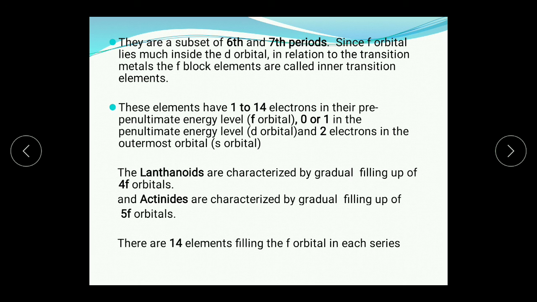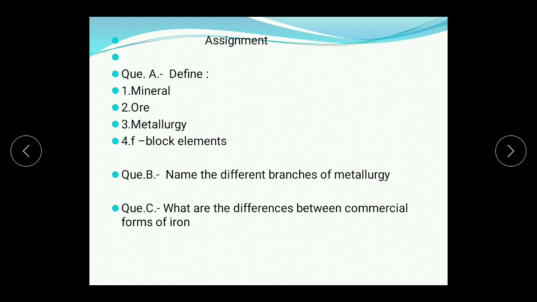Now, the time for assignment. Question 1 will be define. Which are the definitions you have to write? Which I have already given you: mineral, second is ore, third is metallurgy, and fourth is F block elements. Question 2 will be name the different branches of metallurgy. Give the definitions as well. Question 3 will be what are the differences between commercial forms of iron.